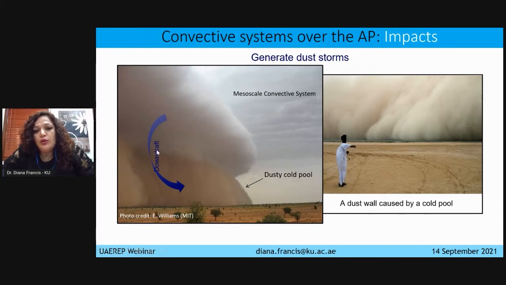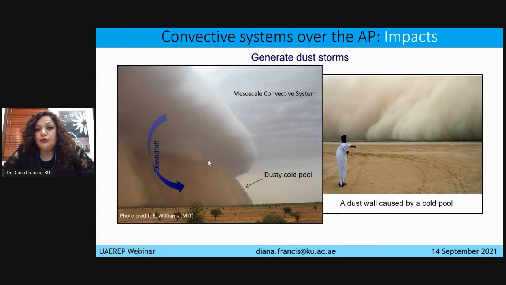So this cold pool, because of the density, it goes near the ground, and it's associated with a very high wind speed and turbulent mixing. So these winds here generate emission of dust if, of course, they occur over a desertic area. This is, for example, a convective system that occurred over West Africa, and we can see very clearly the dusty cold pool here and the clouds on top of it.